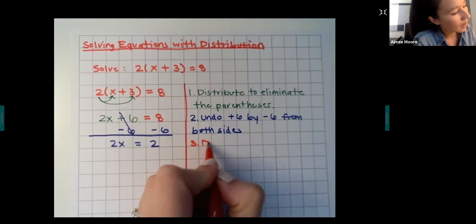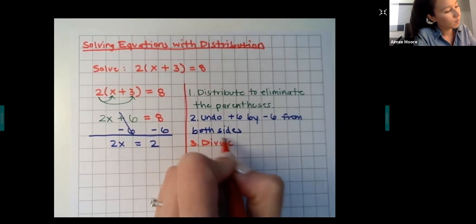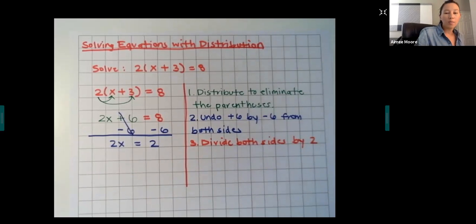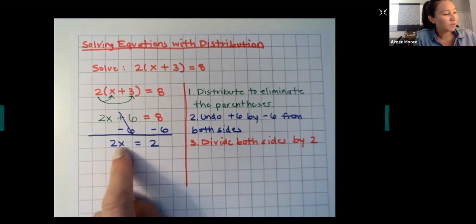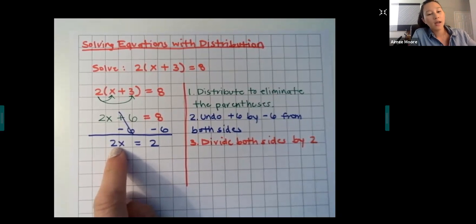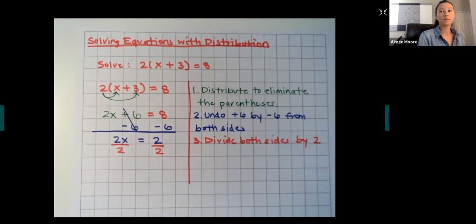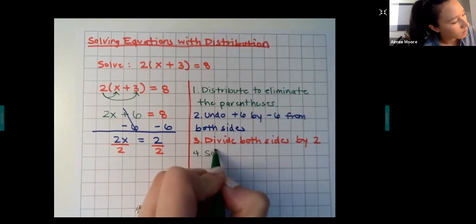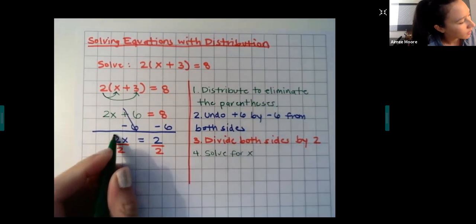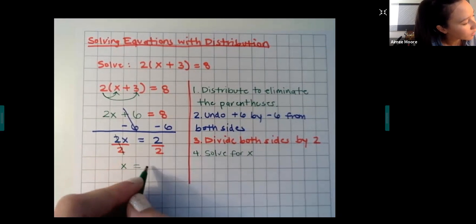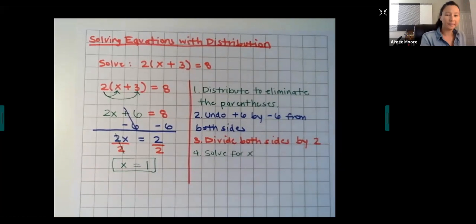Now we have to divide both sides by 2, just like we've been doing, right? We're undoing that multiplication by using division. And then our last step is we just solve for x. So our 2 divided by 2 cancels out, leaving us with x equals 2 divided by 2, which is 1.